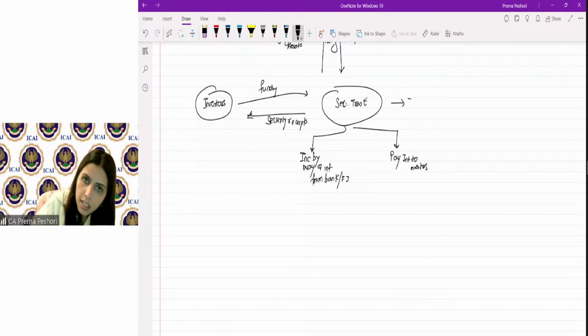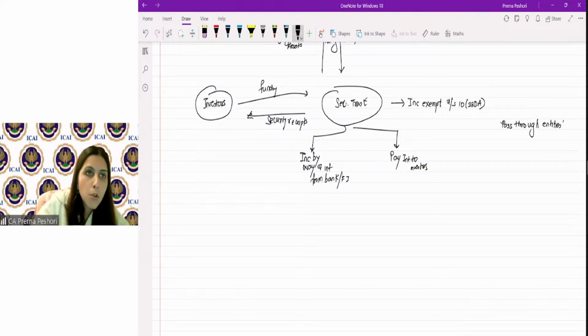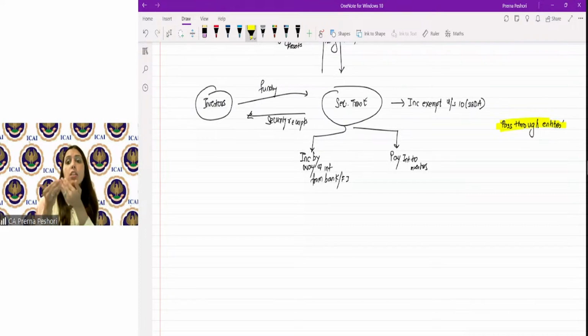So, income exempt under section 10(23DA). These are basically the pass-through entities. Now, what do we mean by pass-through entities? Pass-through entities or the transparent entities, as we may call them.